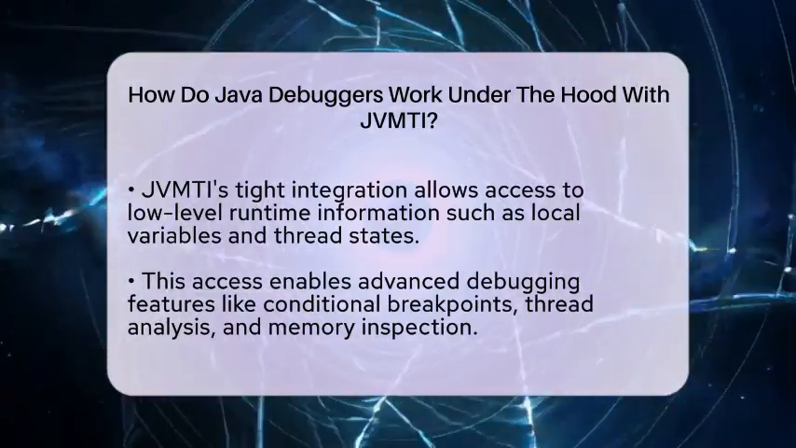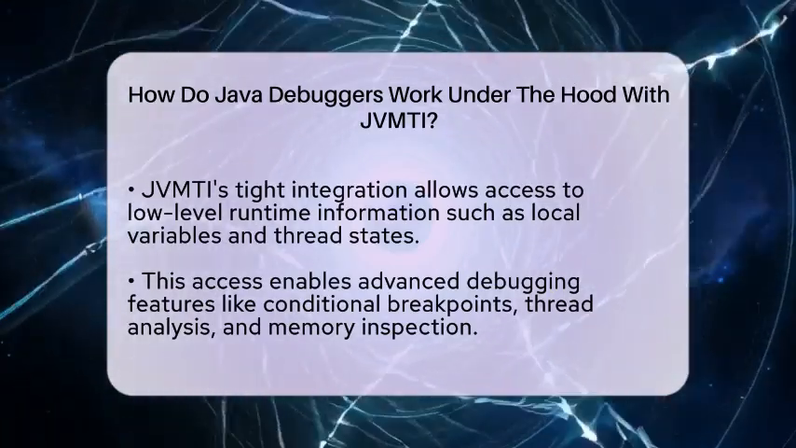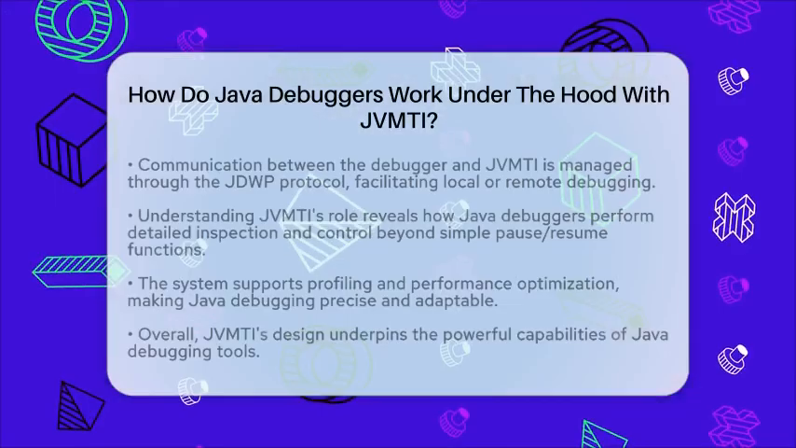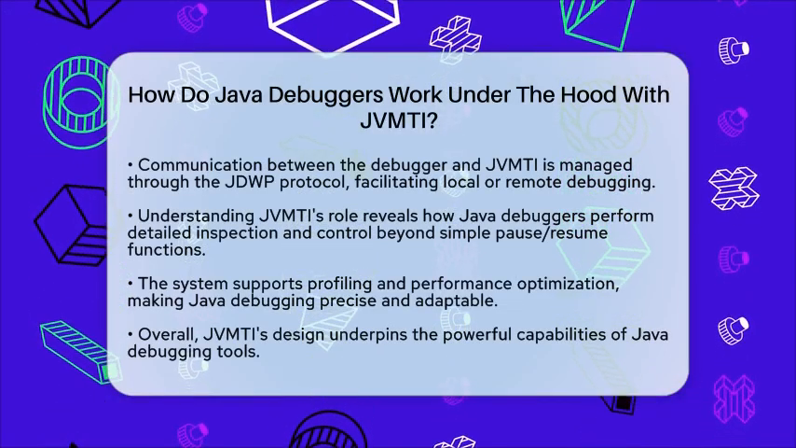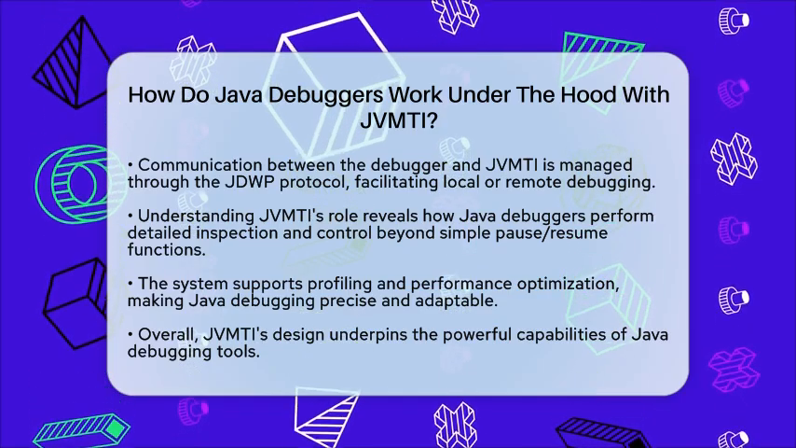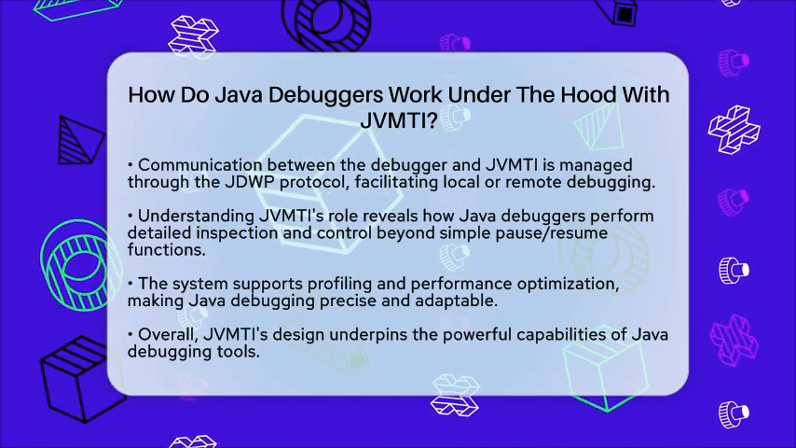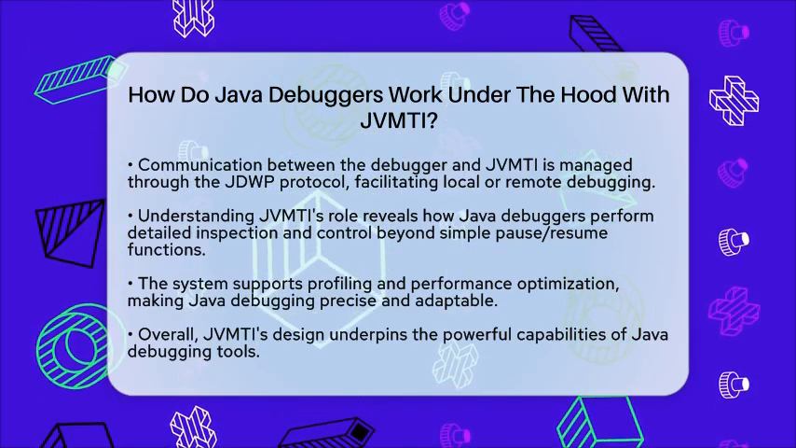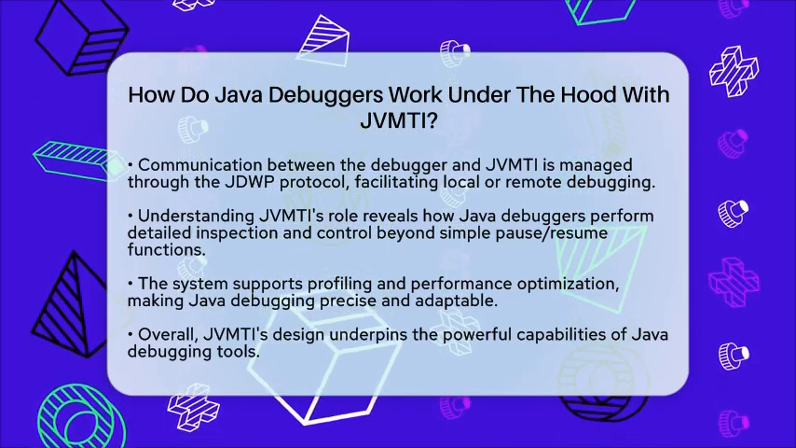The communication between the debugger front-end and JVMTI happens through the Java Debug Wire Protocol, or JDWP. JDWP acts as a messaging layer, letting the debugger send commands and receive responses from the JVM. This setup means you can run your debugger locally or remotely, and JVMTI will handle the detailed interactions with the JVM. Understanding how JVMTI works helps you see how Java debuggers can do so much more than just pause and resume code.